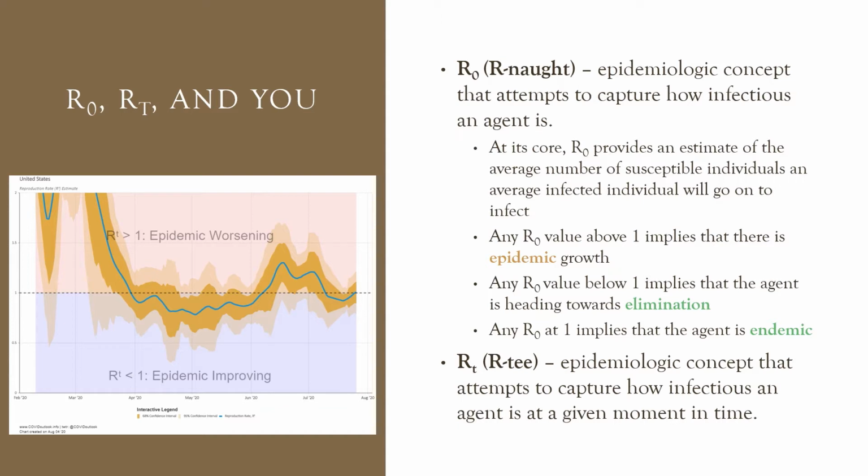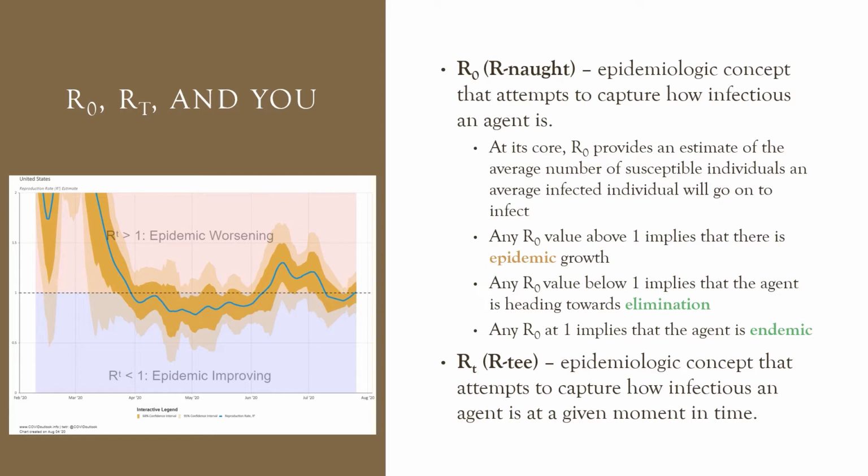RT is an epidemiologic concept that attempts to capture how infectious an agent is at any given moment in time. In this graph here on the left, you can see a representation of RT from the COVID-19 data from a project that I've been working on with a fellow data scientist of mine.